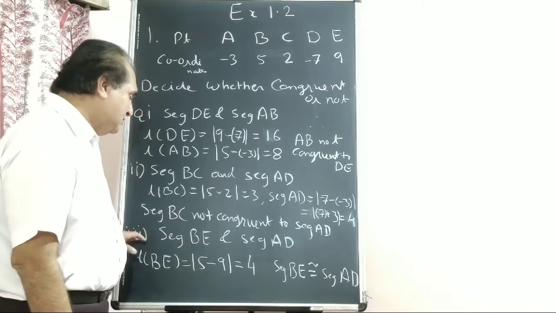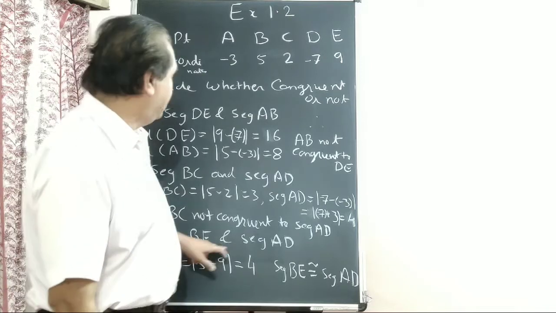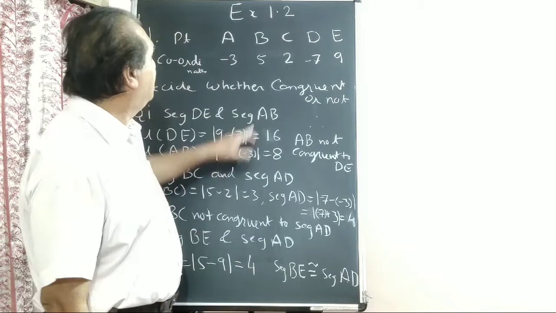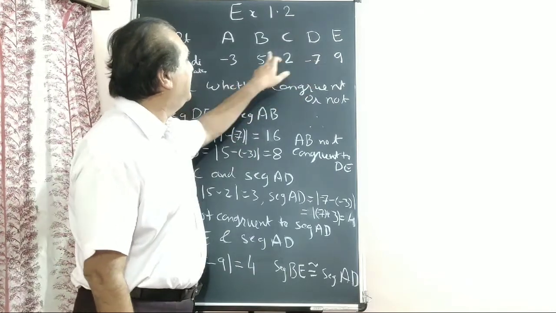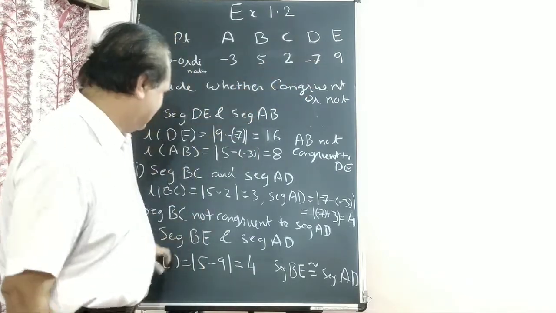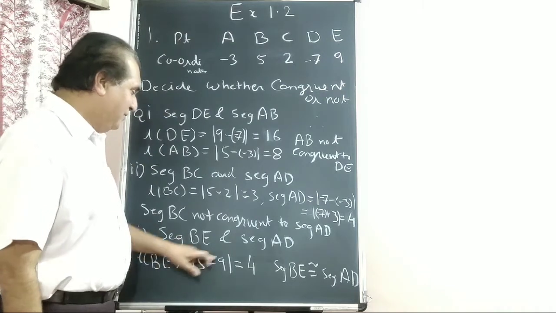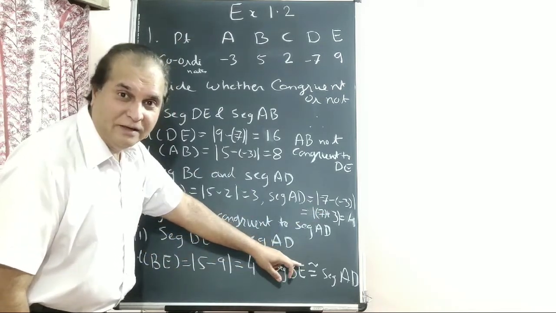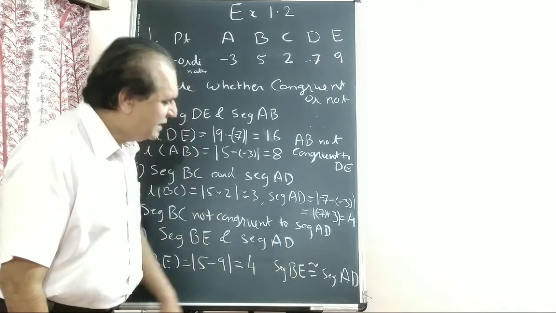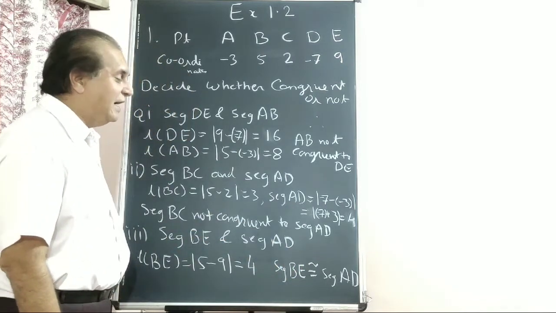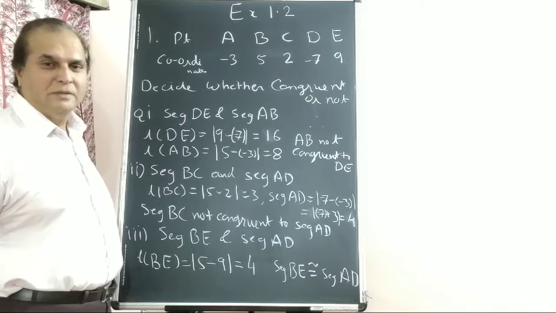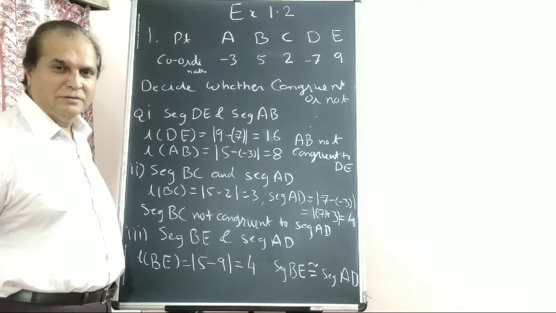Okay. Now segment BE and segment AD. AD we have already calculated, 4. Only BE we want. BE: 9 minus 5, 4. So BE is 4, AD is 4. Remember the congruent sign? Segment BE is congruent to segment AD. Understood first sum of exercise 1.2?